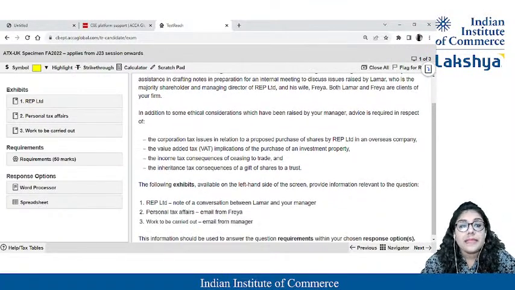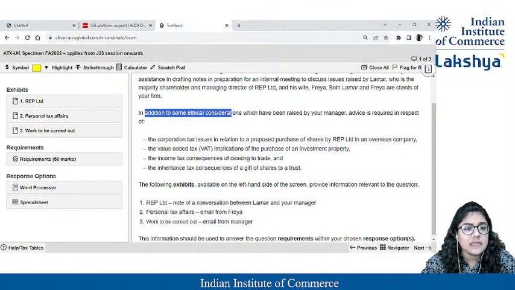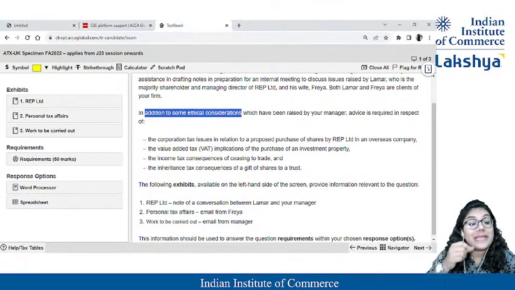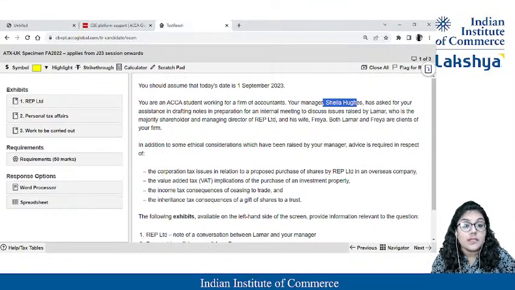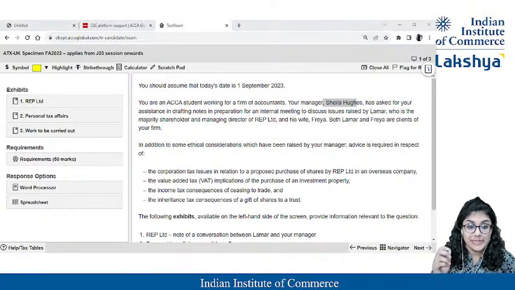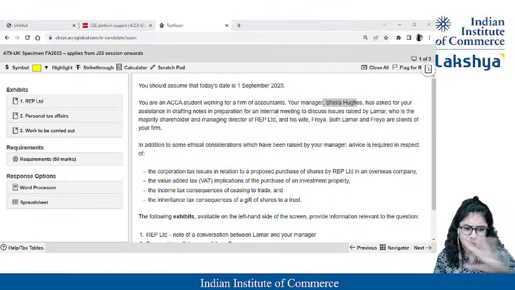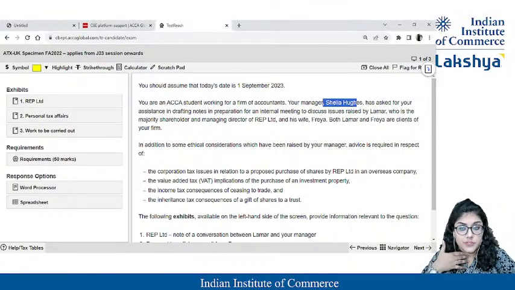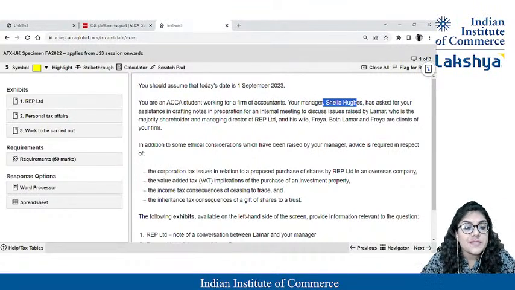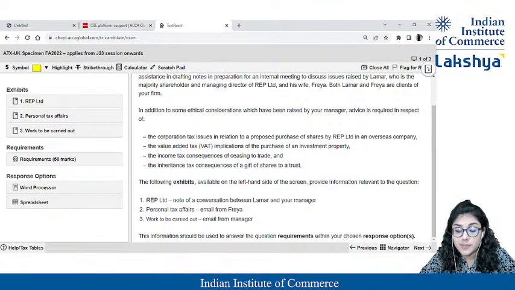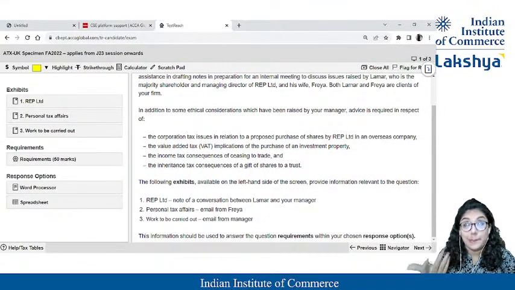In addition, some ethical consideration, so maybe they'll be testing on some ethics. In addition to some ethical consideration, which has been raised by your manager, Sheila, who has told me to draft a note to my clients describing the internal meeting. Now what is my responsibility? In addition to the ethical consideration which I need to take care of, advice is required in respect of four things. What are the four things they want us to help with?